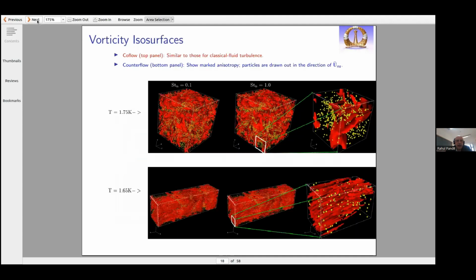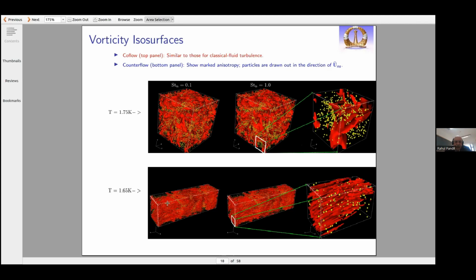Now you can ask, what do the particles do? So I have over here slightly complicated pictures. The red isosurfaces show you isovorticity contours, and these are at different Stokes numbers for the yellow particles. And you can blow up these regions, and for the co-flow case, which is slightly below the transition temperature, so it is in the superfluid, they are basically like they would be in conventional fluid turbulence. Some details might be different, but it's like this.